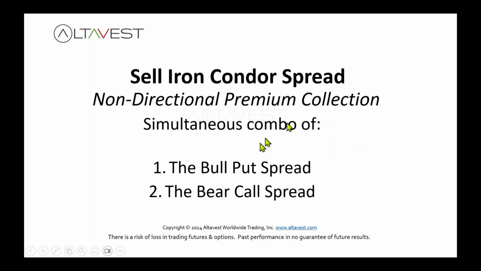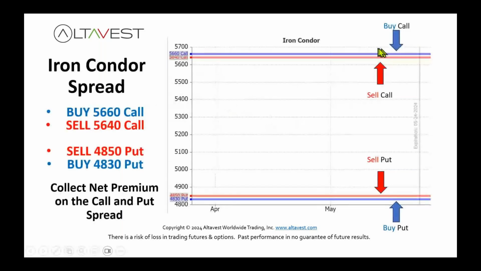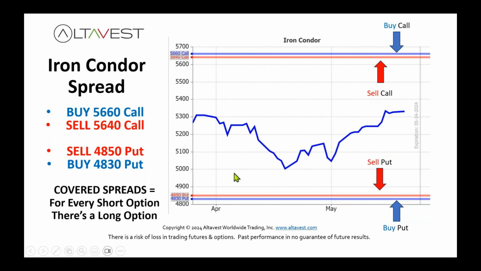So here's the first spread we'll look at in the demo here, the Iron Condor. It's really the combination of the put spread and the call spread that we just saw. Just a simultaneous order to sell an out of the money call spread and sell an out of the money put spread. And you collect net premium on the calls here and the puts here as well. The net result is you collect premium on both sides of the trade. And you can see the numbers in this example. And then here's an example of the market moving back and forth, staying within this wide margin here between the sold call and the sold put.